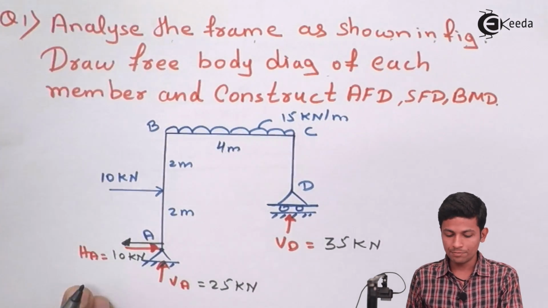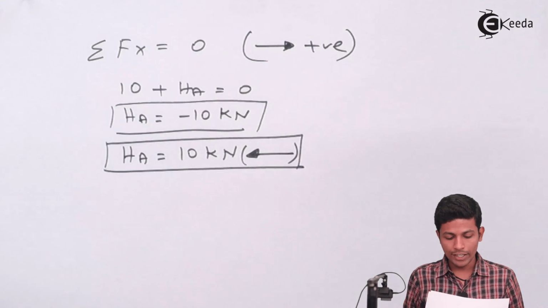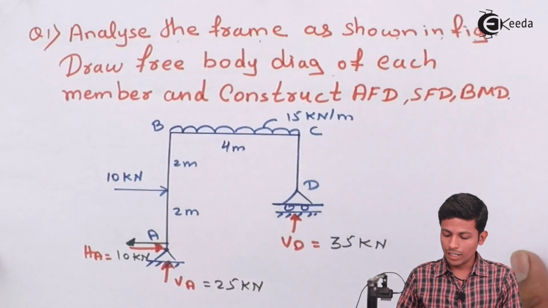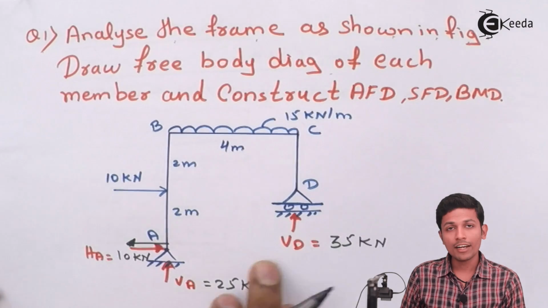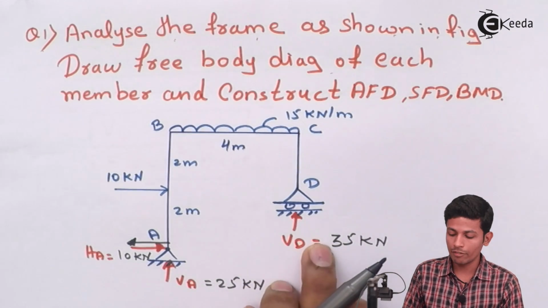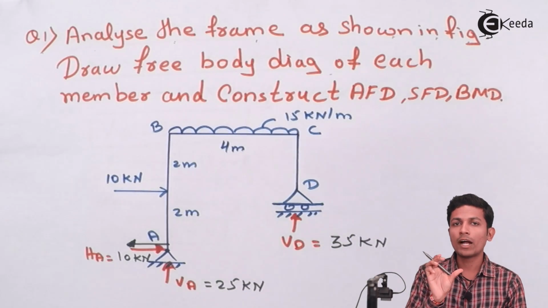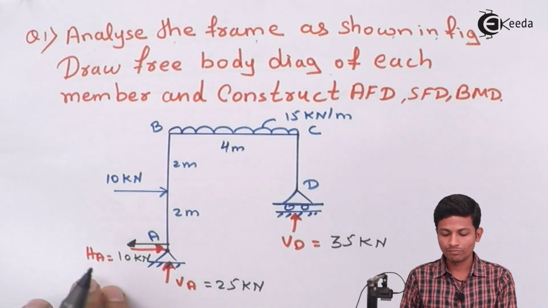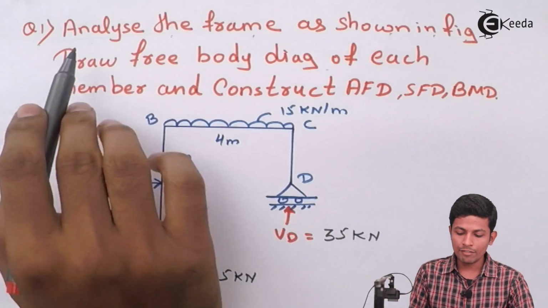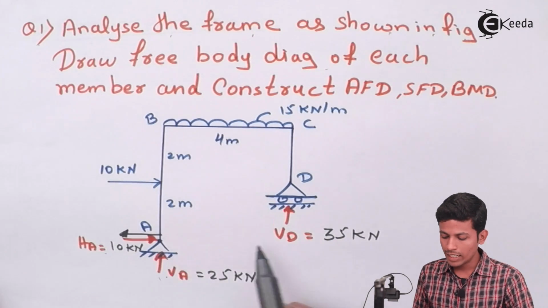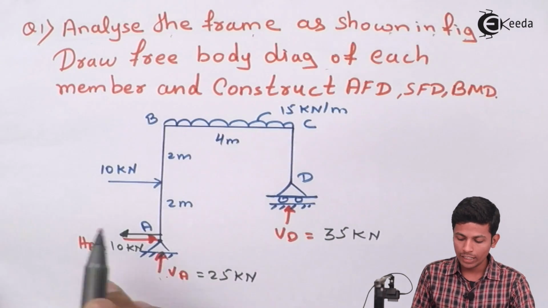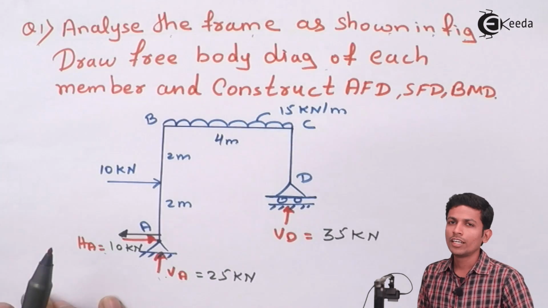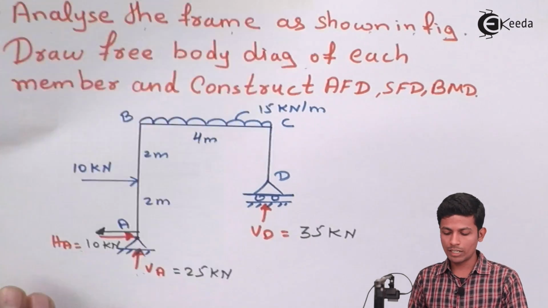Okay. Now after that we can see we are done with HA, VA and VD. Now what is our next part? Next part we have to draw the individual parts of SFD, BMD and AFD. Now we are done with VA, HA and VD. Now we have to take the separate parts and draw the AFD, SFD and BMD of each part.